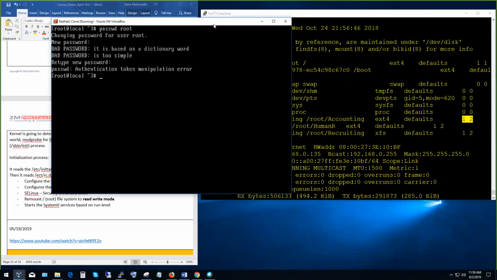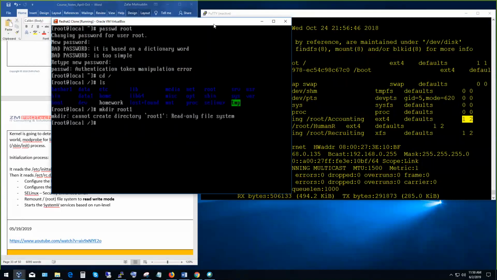So regardless, if we go into cd here, and then we do ls, and then we do mkdir root1, the access should be denied. Okay, it says cannot create directory root1. It's a read-only file system. Okay, very good. So how are we going to fix that?